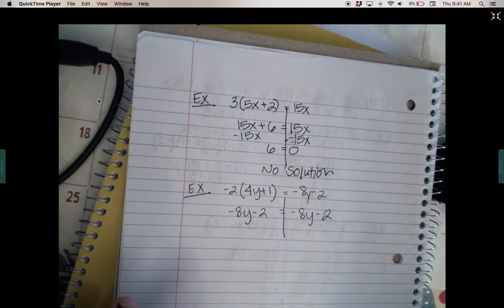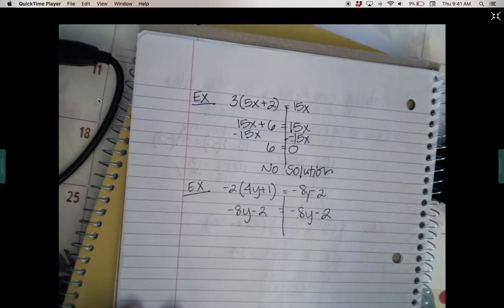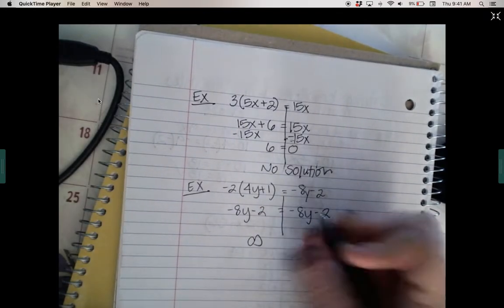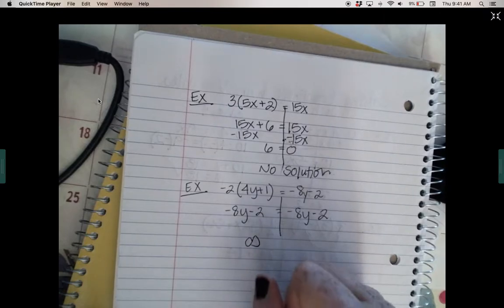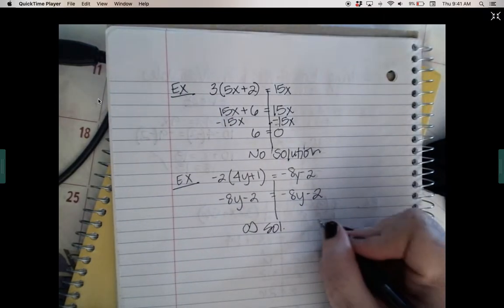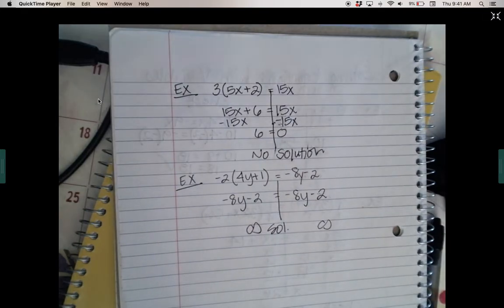You were going to say something. I was going to say, it's not no solution, it's like anything. So infinitely many solutions. You could do the symbol for infinite solutions, or you could just honestly write infinite. It's like a sideways 8.